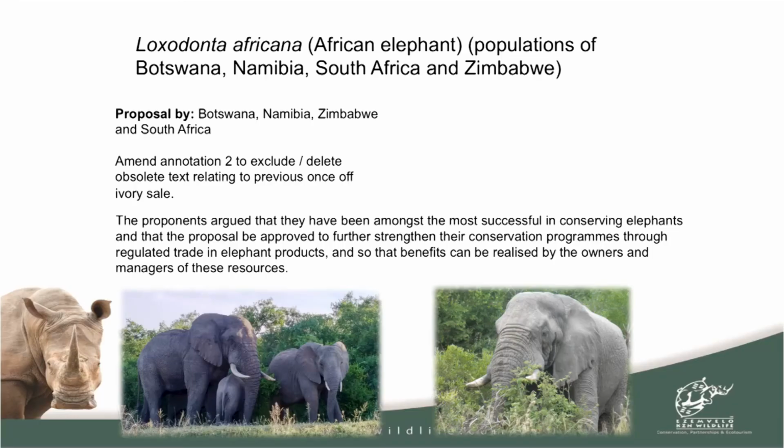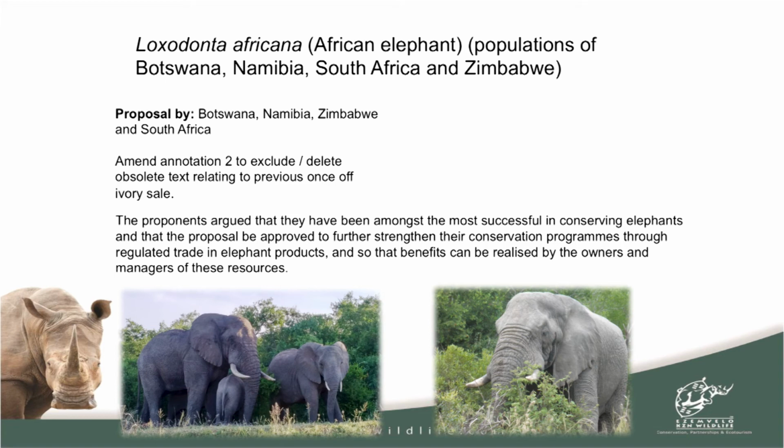Okay, moving on to the elephant proposals. There's a few of them. So Botswana, Namibia, Zimbabwe and South Africa put in a proposal to amend annotation 2 to delete the obsolete text relating to the previous once-off ivory sales. Essentially what it would mean is that we'd be able to trade in ivory again.